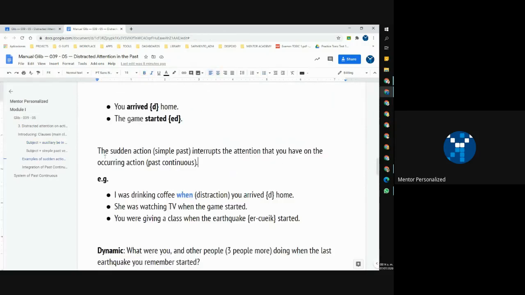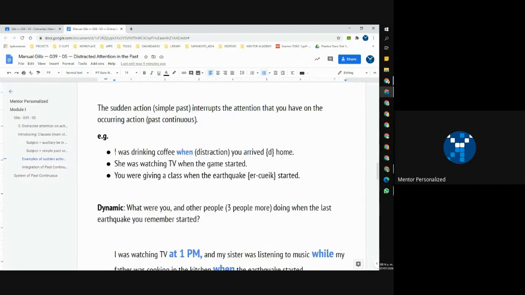So the sudden action, which is in simple past, interrupts the attention that you have on the occurring action in past continuous. For example, I was drinking coffee when you arrived home. Repeat. I was drinking coffee when you arrived home. Very good. Estaba tomando café exactamente en el momento en que tú llegaste. Llegaste de repente. Okay? Very good. Number 2. She was watching TV when the game started.